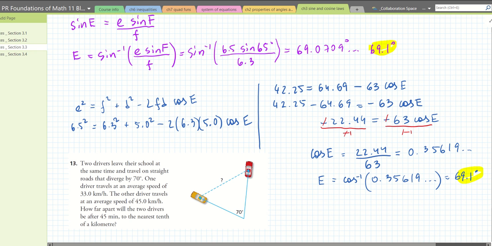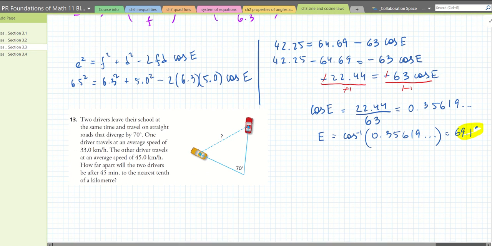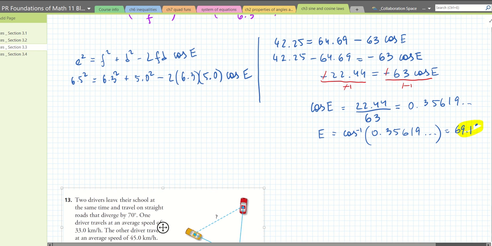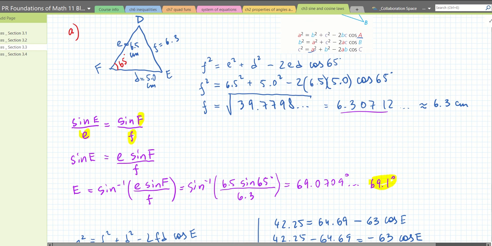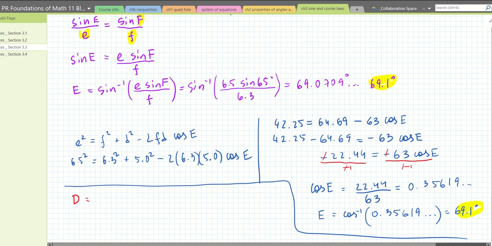So now we know two of the angles. We know all three sides. So the last step is to find the last angle. Now the last angle is easy to find once you know two of them because all we have to do now is subtract from 180, because all interior angles of a triangle add up to 180 degrees. So now that we know E, we're just missing angle D. So E equals 69.1 degrees. So D equals 180 minus E minus F.